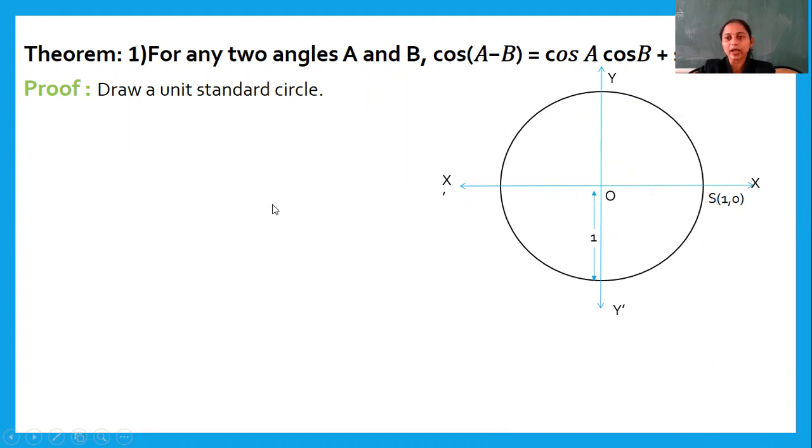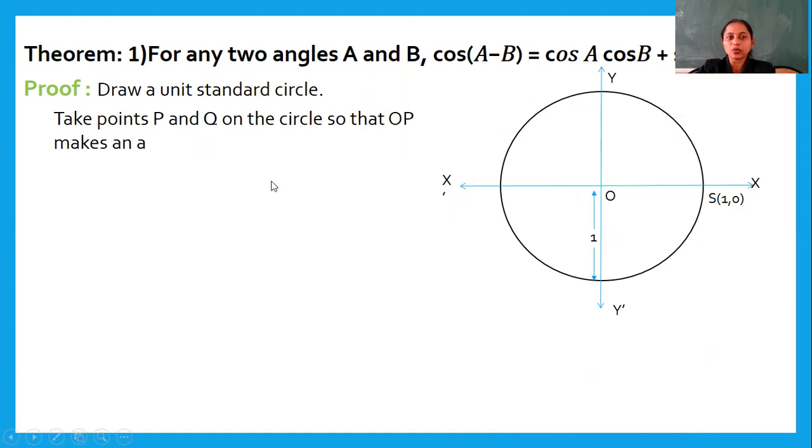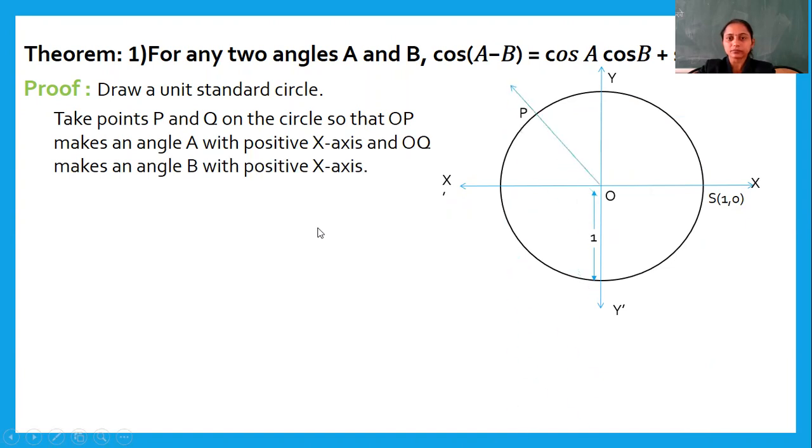Now considering the two angles, for this I am taking two points P and Q on the circle, so that OP makes an angle A and OQ makes an angle B with the positive x-axis. Let's see this angle A, this angle B. Now, for finding the coordinates of P, in the previous chapter we studied how to find the coordinates of a point which lies on this standard unit circle. By this method, here OP makes an angle A.